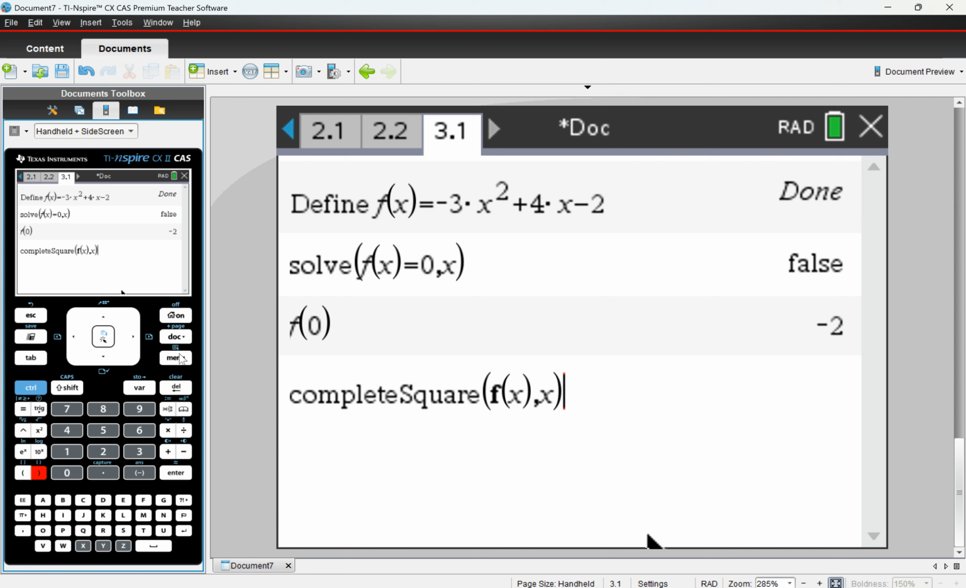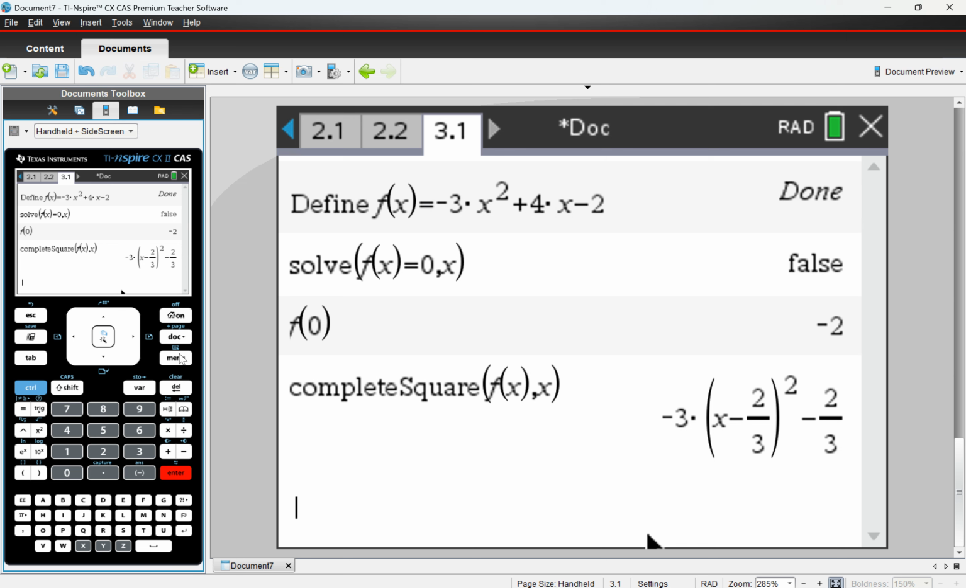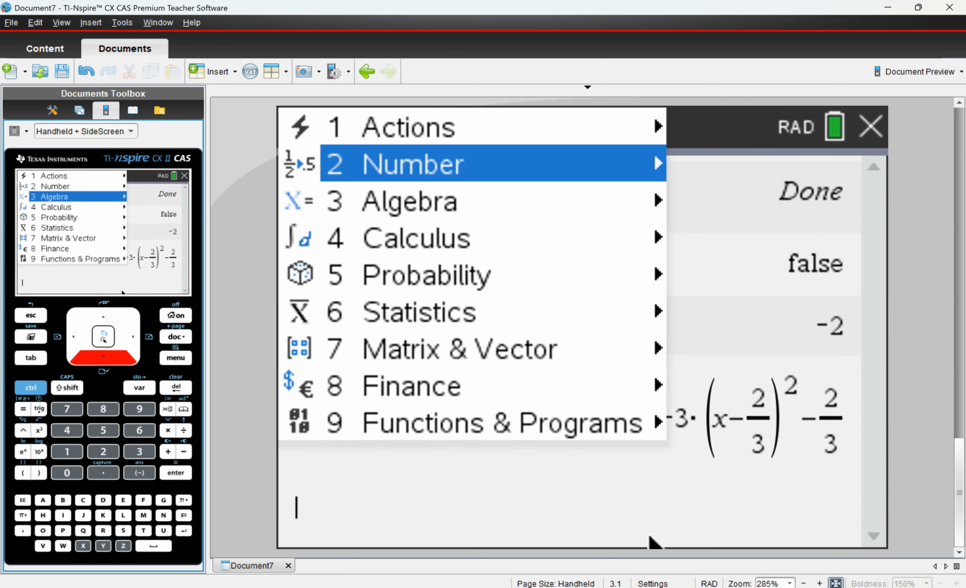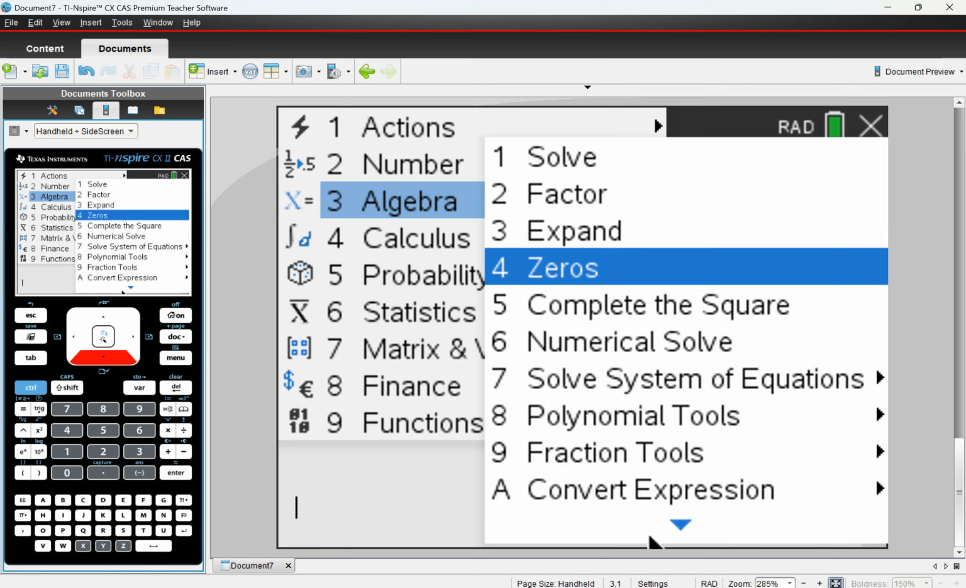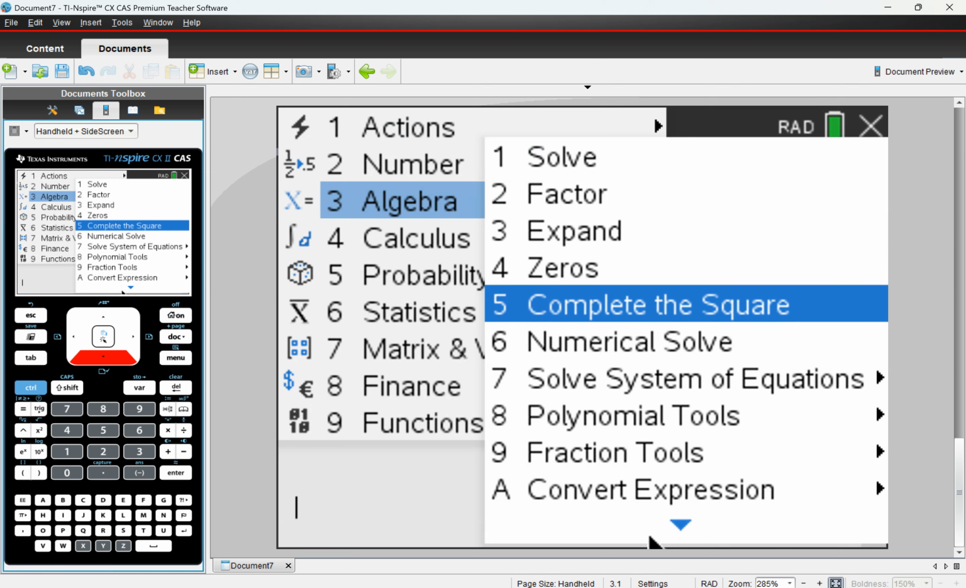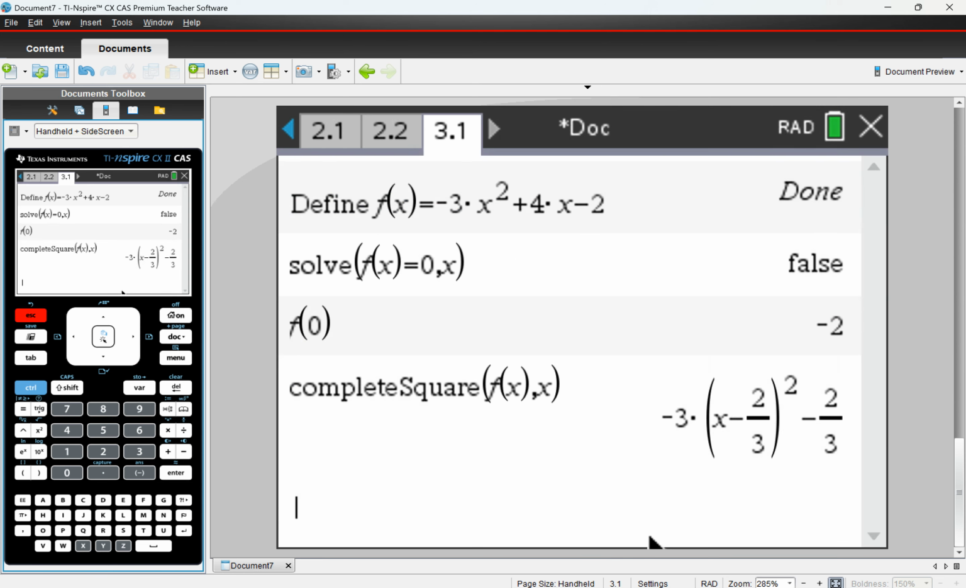Press enter. Wait, so what was the thing for completing a square? Menu algebra, menu 3, 5. Menu 3, 5. So have a look at what I wrote there. We found out there's no x-intercepts. We found the y-intercept is -2.